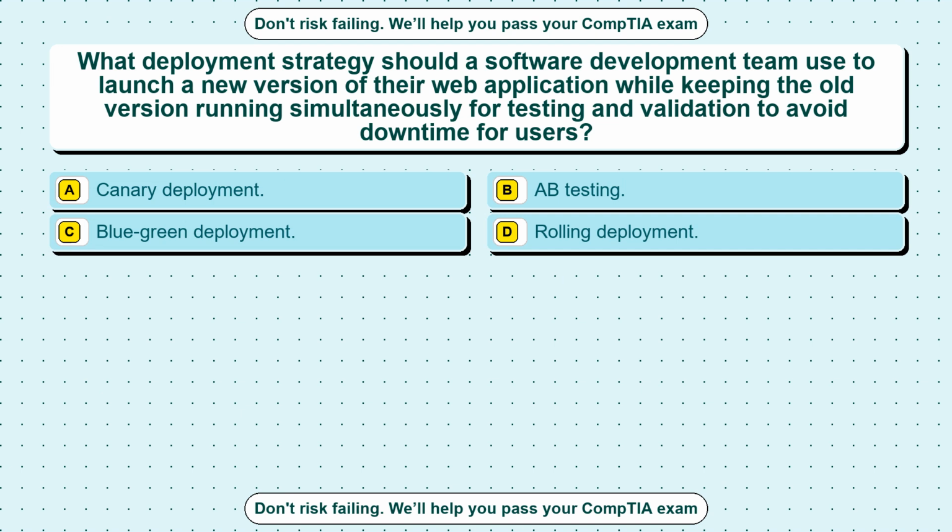Question 2. What deployment strategy should a software development team use to launch a new version of their web application while keeping the old version running simultaneously for testing and validation to avoid downtime for users? Option A, canary deployment. Option B, A/B testing. Option C, blue-green deployment. Option D, rolling deployment.